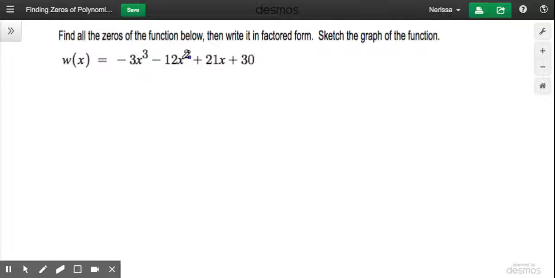Let's find all the zeros of w of x, and then we're going to write it in factored form, and then we're going to sketch the graph after. So we notice that the degree is 3, therefore we know that there should be 3 zeros. And if we examine the sign changes, the first term is negative, second term is negative, the third term is positive, and the last term is positive.